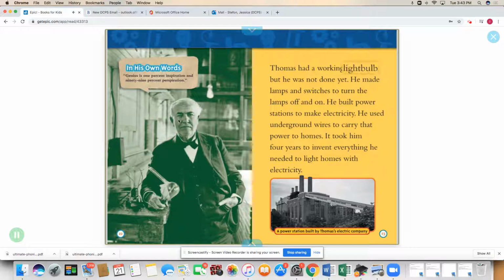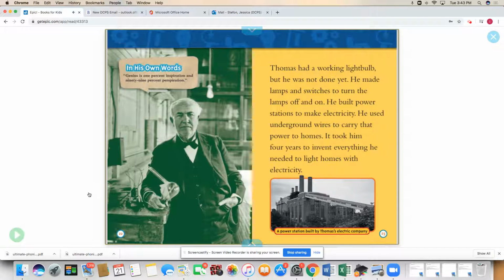Thomas had a working light bulb, but he was not done yet. He made lamps and switches to turn the lamps off and on. He built power stations to make electricity. He used underground wires to carry that power to homes. It took him 4 years to invent everything he needed to light homes with electricity.